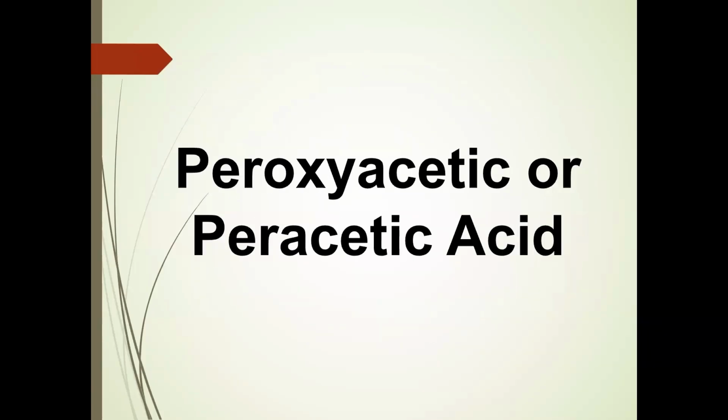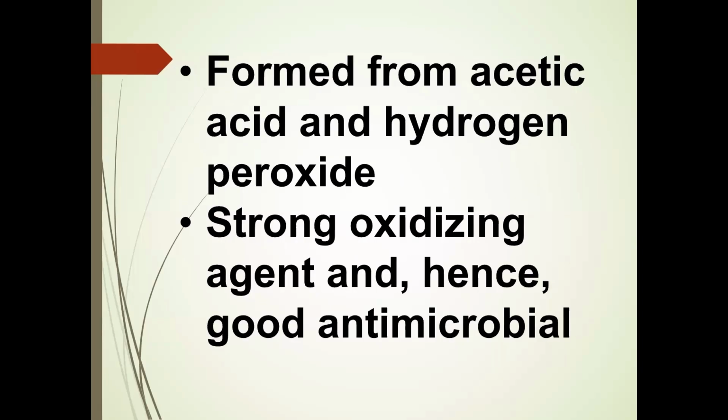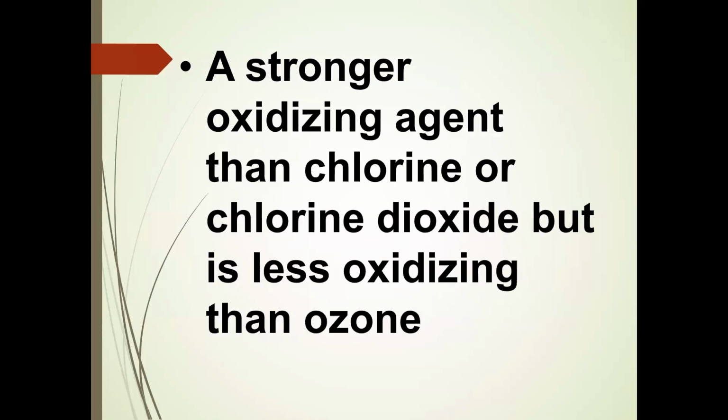Peroxyacetic or peracetic acid. Peroxyacetic acid is formed from acetic acid and hydrogen peroxide. It is a strong oxidizing agent and hence a good antimicrobial. It is a stronger oxidizing agent than either chlorine or chlorine dioxide, but has less oxidizing potential than ozone.